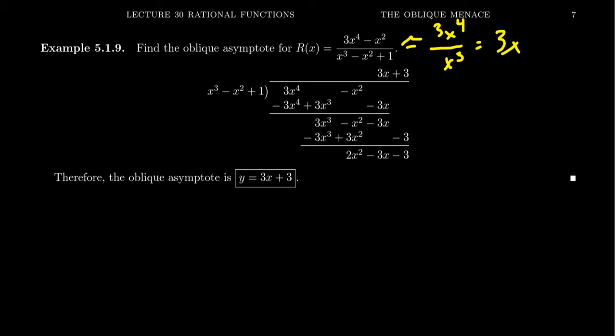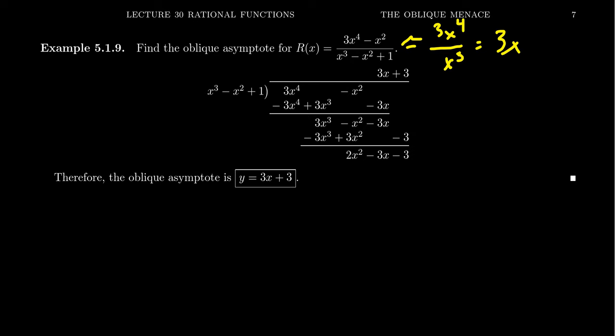So if we go through the division process, take 3x to the fourth minus x squared divided by x cubed minus x squared plus 1, we put the numerator here, the denominator here. How many times does x cubed go into 3x to the fourth? That goes in there 3x times, like we observed earlier. But we want to do a little bit better than just saying 3x. We want to do a better estimate. And so we're going to go through this division process.